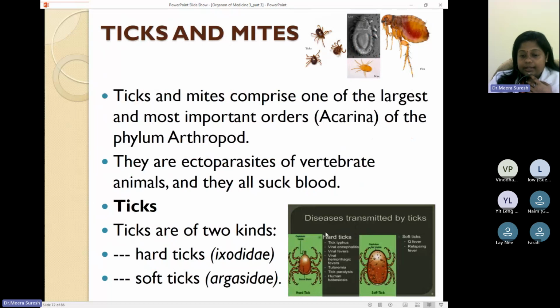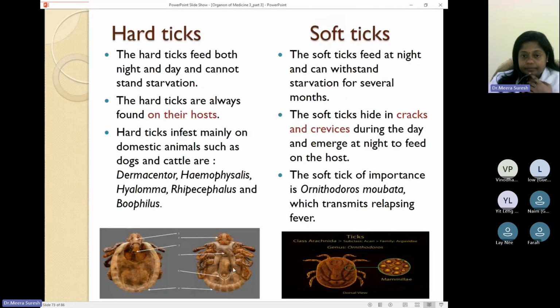For the hard ticks, try to memorize a few of the diseases transmitted by them. And for soft ticks, there are mainly Q fever and relapsing fever. This may be asked in MCQs. Hard ticks are also called Ixodidae and soft ticks are also called Argasidae, with the different types of disease caused by them.